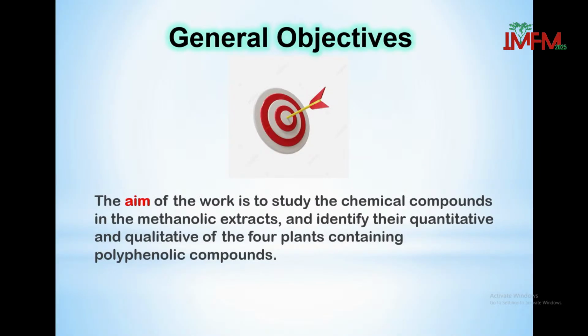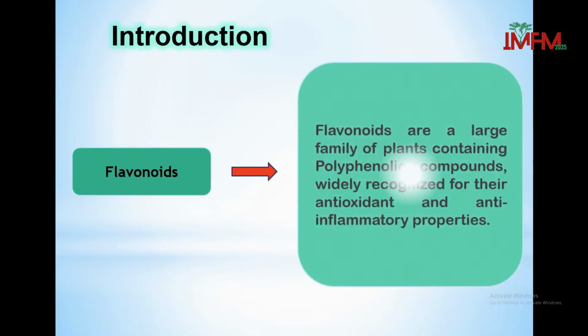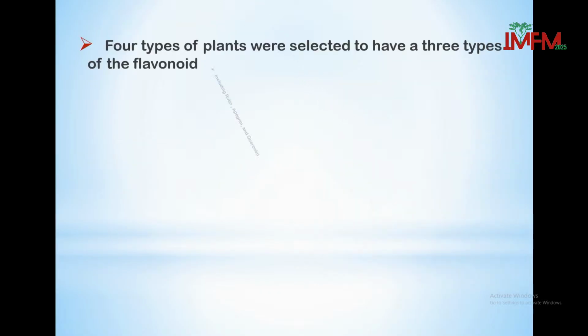The aim of the work is to study chemical compounds in the methanol extracts and identify their quantitative and qualitative content in 4 plants containing polyphenolic compounds. Introduction: what are flavonoids? Flavonoids are the typical example or family of polyphenolic compounds, readily recognized for antioxidant activity and anti-inflammatory properties.